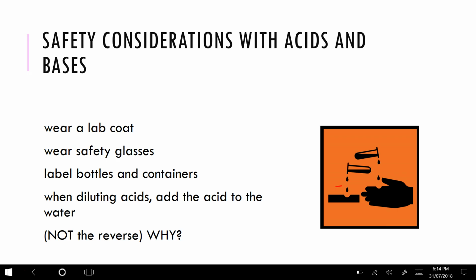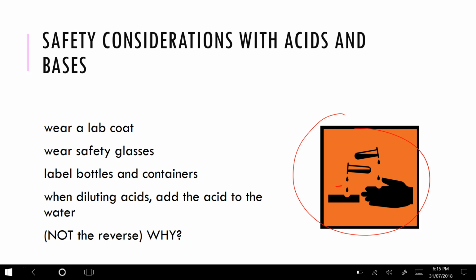There are a couple of safety considerations that we need to talk about when we're dealing with acids and bases. We always have to wear a lab coat and safety glasses. Make sure we label our bottles and containers because most acids and bases, when we just pour them into a beaker, look the same. They're going to be clear, colorless liquids with no distinct odor. They're going to look exactly like water, but we need to be very careful because they're all corrosive. Whether an acid or a base, they're all corrosive. They have this safety symbol here with the little hole being burnt into the hand and into the surface, meaning that they're corrosive and will cause burns.